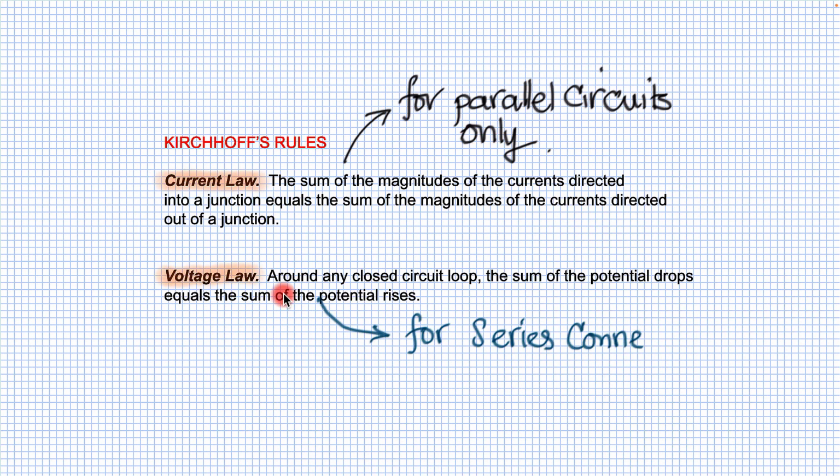So the second law: around any closed circuit loop, the sum of the potential drops equals the sum of the potential rises. And again, this is for series connections, where the potential difference drop across each of the resistors must be equal to the voltage provided by the circuit.